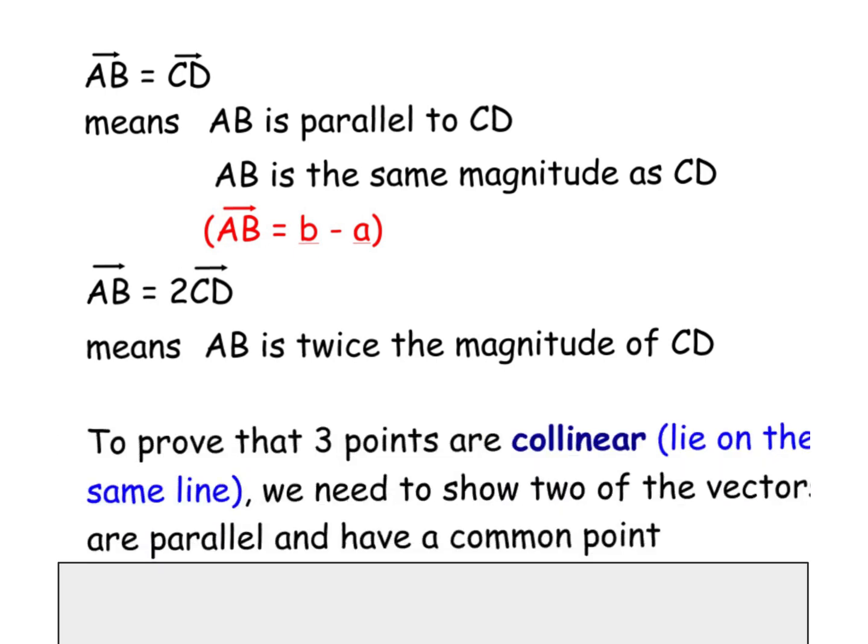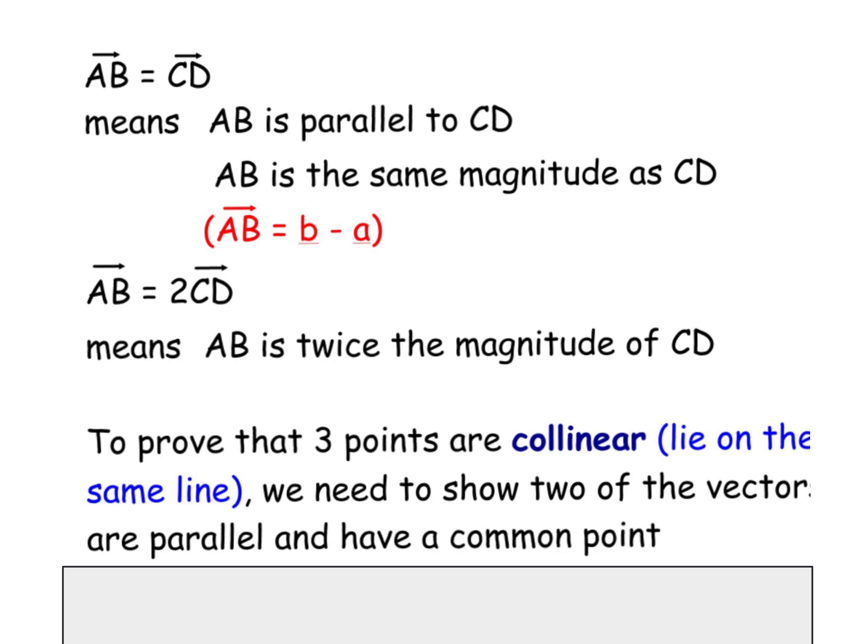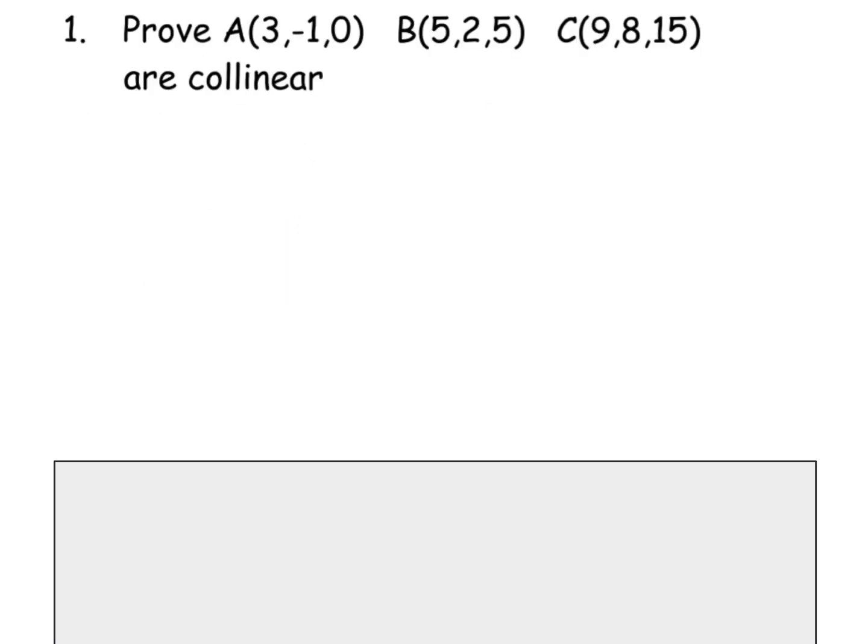So we're starting to write it in a little bit of a ratio. And to prove, this is your method, to prove that 3 points are collinear, i.e. lie on the same line, we need to show that two of the vectors are parallel and that they have a common point. So AB and CD don't have a common point, they're just parallel. But if I was talking about a line ABC, we could treat B as a common point in the middle. And if we can find that AB and BC are the same or a multiple of the same vector, we can prove that they are collinear. So the best way to show this is to get into examples.